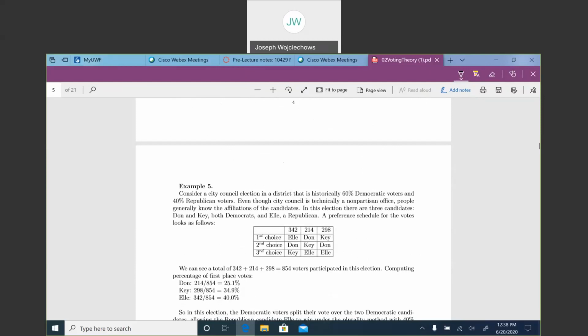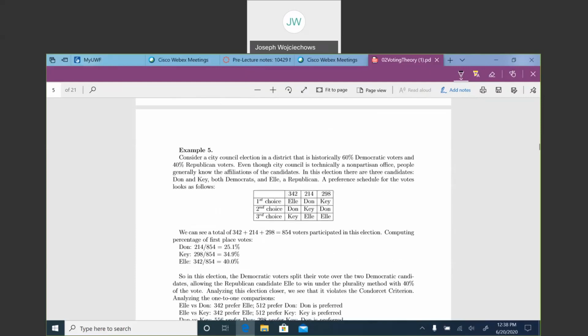So here we go again. City Council election, 60% Democrat voters, 40% Republican. Even though the City Council is technically a nonpartisan office, people generally know the affiliation of the candidates. In this election, there are 3 candidates, Don, Key, both Democratic, and L, a Republican. The preference schedule for the votes looks as follows.